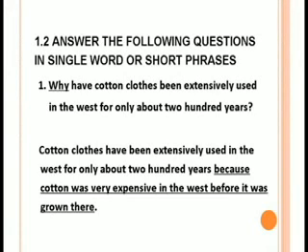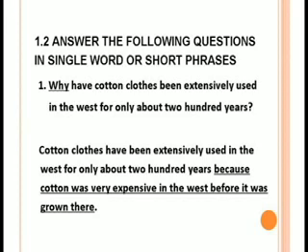Let's look at exercise 1.2. This exercise is to find the answers to the given questions in single words or short phrases. The first question is, why have cotton clothes been extensively used in the West for only about 200 years? For this question, you have to find the reason in the first paragraph, because the question word used here is why, and you can lift the sentence directly from the text.